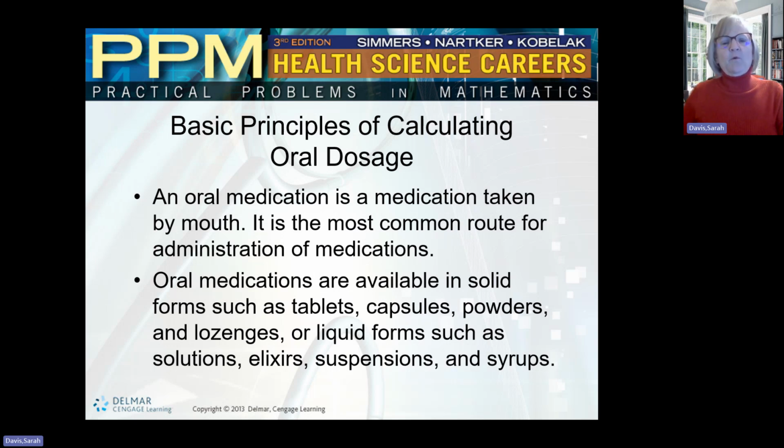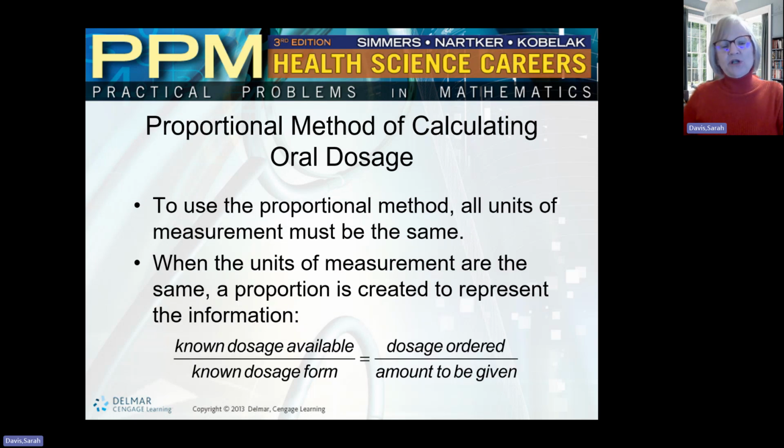So we're going to talk about a couple different ways to do calculations. There's the proportional method, which is what we're going to talk about first. When we use the proportional method, all the units of measurement must be the same. When the units of measurement are the same, then we are able to create a proportion. So we've got the known dosage over the known form, and then the dosage ordered over the amount to be given. So that's the first type, and we'll give some examples of that here in a few minutes. So that's the proportional method. So for example, 25 milligrams per one tablet. That would be dosage and form, okay?